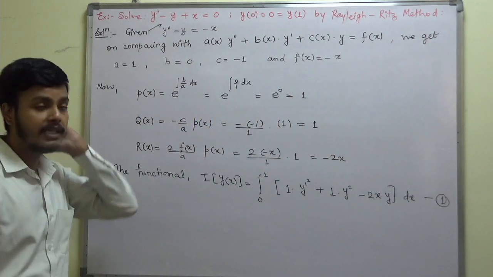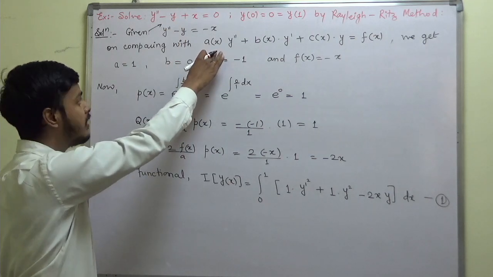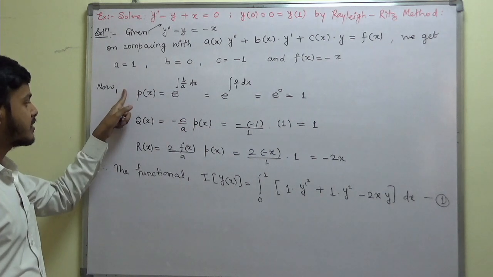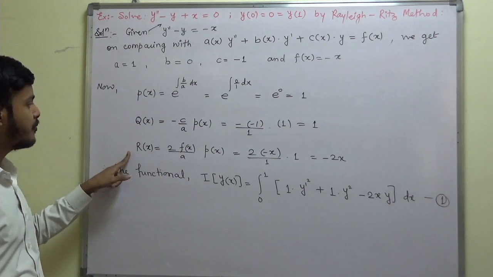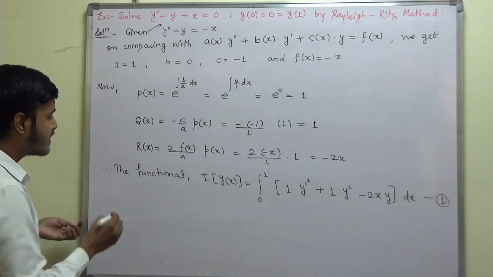So step number 1 is clear. We have written the given equation, we have compared it with the general one, found out the values of a, b, c and the function, and sequentially you can find out p, q, r and construct the functional. So it is done. Now what is the second step?